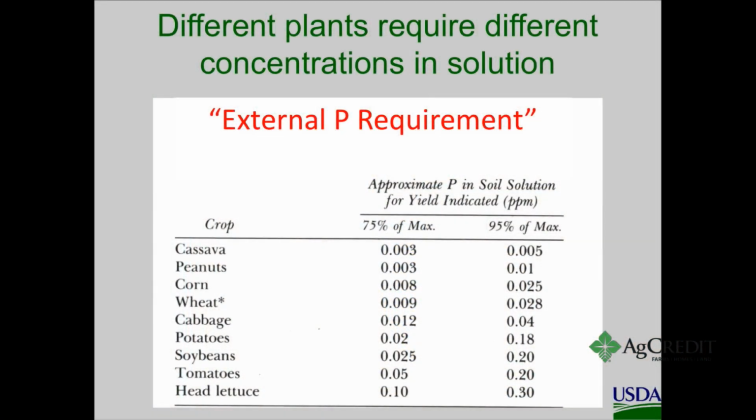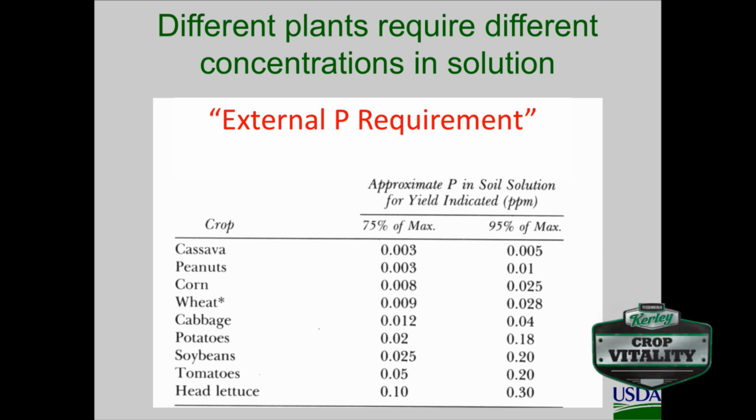So, different plants take up phosphorus from the solution, and different plants require different concentrations in solution to reach their maximum yield. This is known as the external phosphorus requirement, and this is the textbook list of solution concentrations required to meet 95% of yield for different plants. Corn, they have listed about 0.025 milligrams per liter in solution. Beans at about 0.2. Talk more about that later.